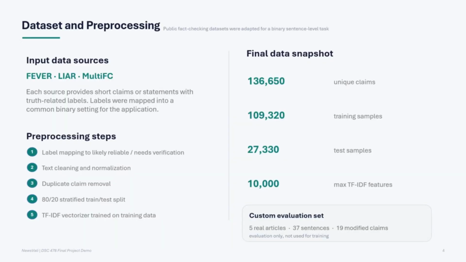Dataset and pre-processing. For training, I combined 3 public fact-checking and verification-related datasets: Beaver, Liar, and Multi-FC. Because these datasets use different label formats, I mapped them into a common binary setting: likely reliable and needs verification. After label mapping, I cleaned the text, removed duplicate claims, created an 80-20 stratified train-test split, and trained a TF-IDF vectorizer on the training data. I also created a small custom evaluation set with 5 real articles and manually modified claims. This custom set was only used for application-level evaluation.